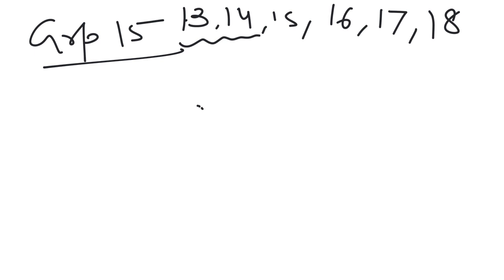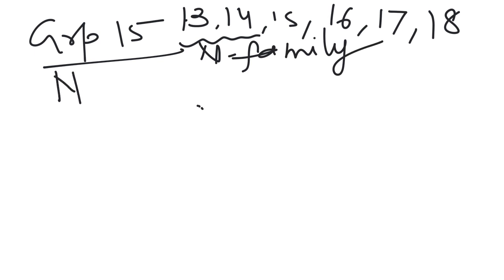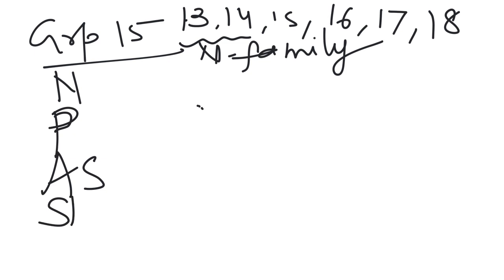It is also called the nitrogen family. So the elements start with nitrogen, then phosphorus, then arsenic, then antimony, and the last element is bismuth. So let us study the general characteristics of these elements.